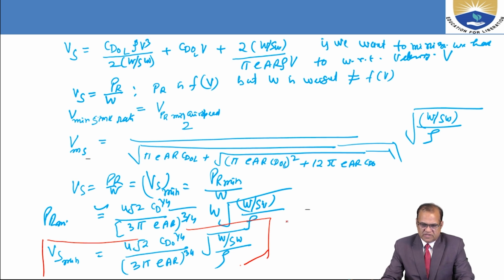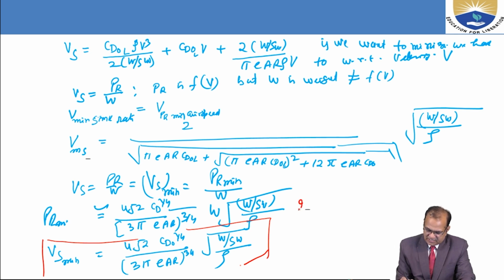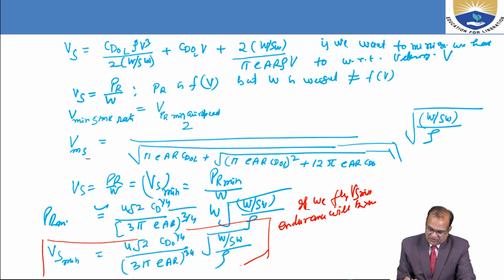Now we have to maximize the endurance. If we fly with this Vs minimum, the endurance will be maximum. It will stay a long time in air.